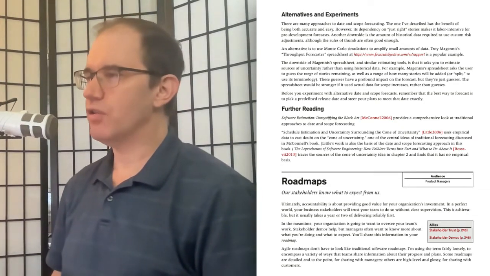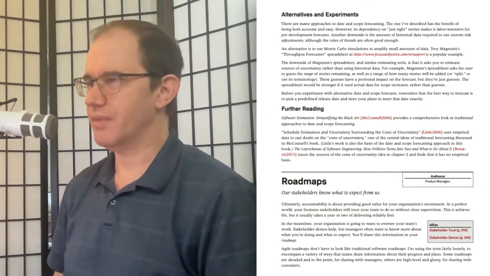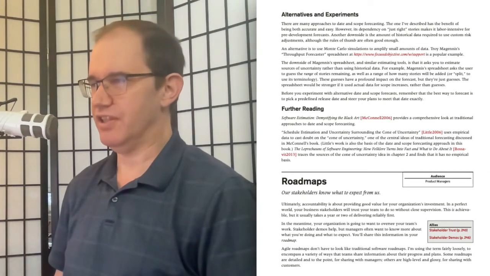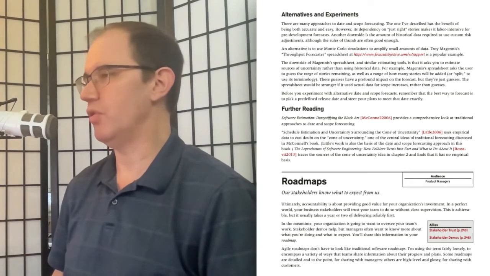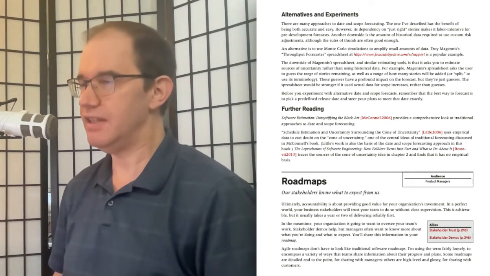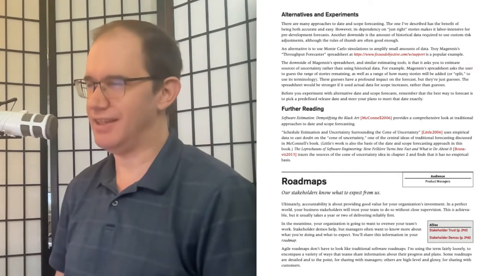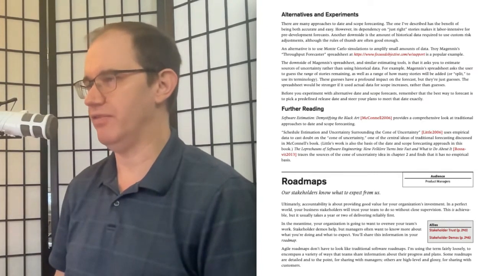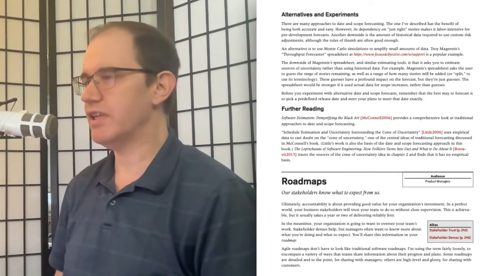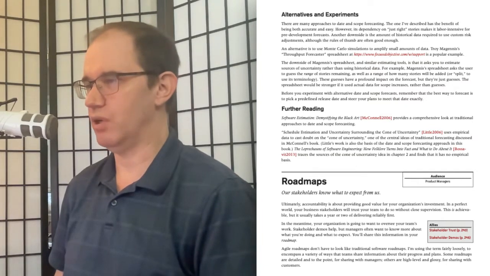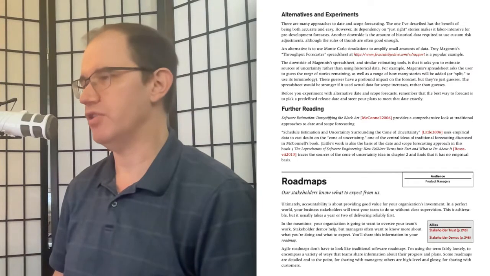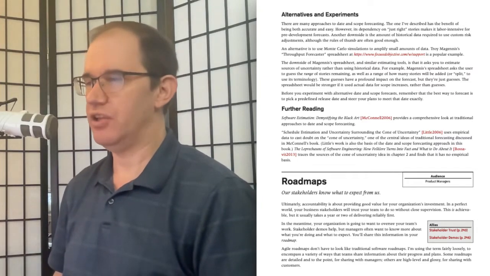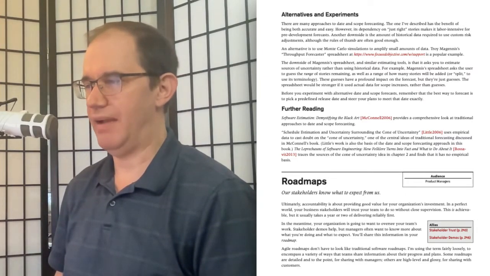Roadmaps. Our stakeholders know what to expect from us. Ultimately, accountability is about providing good value for your organization's investment. In a perfect world, your business stakeholders will trust your team to do so without close supervision. This is achievable, but it usually takes a year or two of delivering reliably first. In the meantime, your organization is going to want to oversee your team's work. Stakeholder demos help, but managers often want to know more about what you're doing and what to expect. You'll share this information in your roadmap.